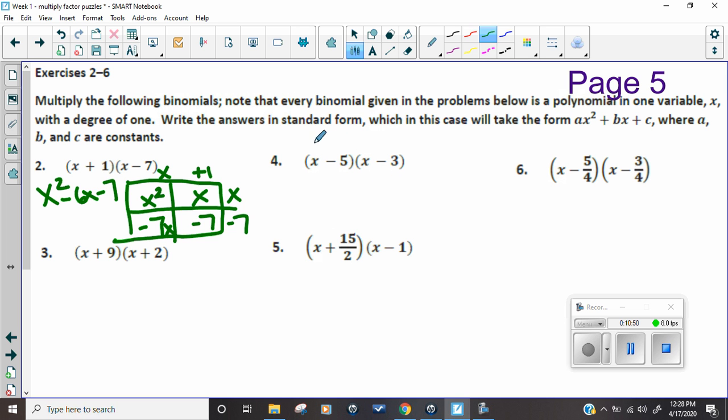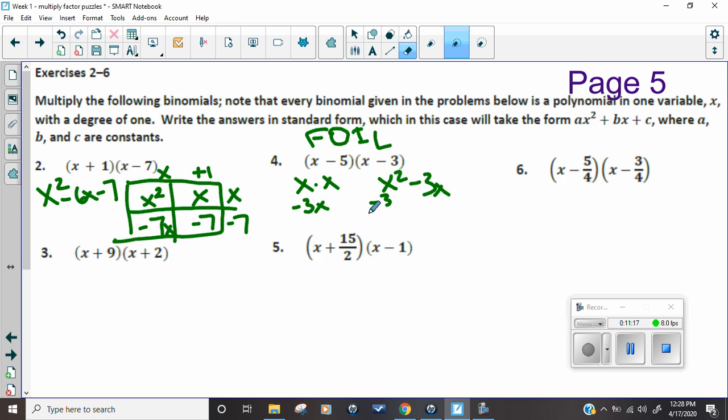This one, FOIL, stands for first, outer, inner, last. The first terms are x times x, x squared. The outer terms are x and negative 3. Negative 3 and x. Negative 3x. Oops, I'll write it over here.